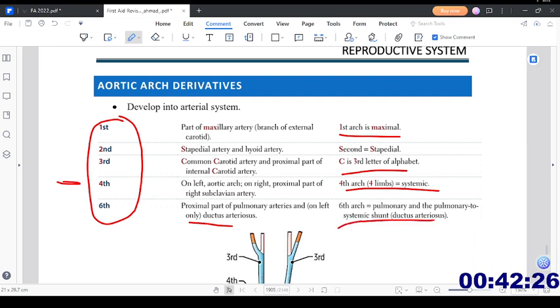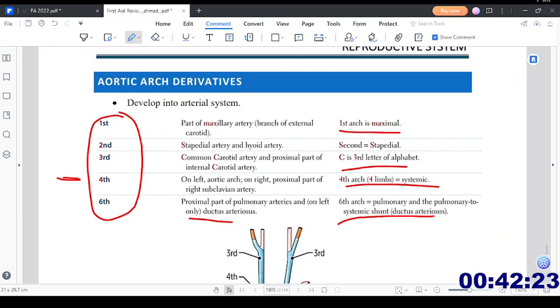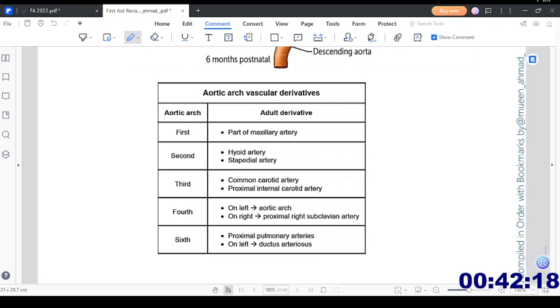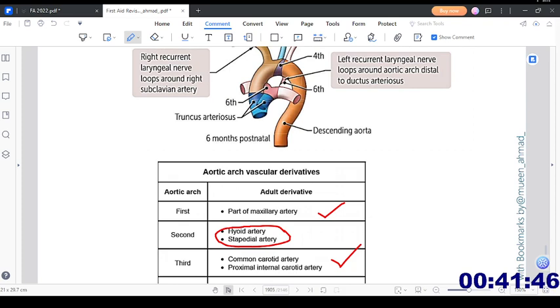Okay, so these are the aortic arch derivatives. Here you can see the table from UWorld stating the aortic arches and adult derivatives. First aortic arch gives rise to part of the maxillary artery. Second gives rise to the hyoid artery and stapedial artery. Third gives rise to the common carotid artery and the proximal internal carotid artery. Fourth on the left gives rise to the aortic arch, and on the right to the proximal right subclavian artery. Then the sixth gives rise to the proximal pulmonary arteries, and on the left specifically the ductus arteriosus also comes from the sixth aortic arch.